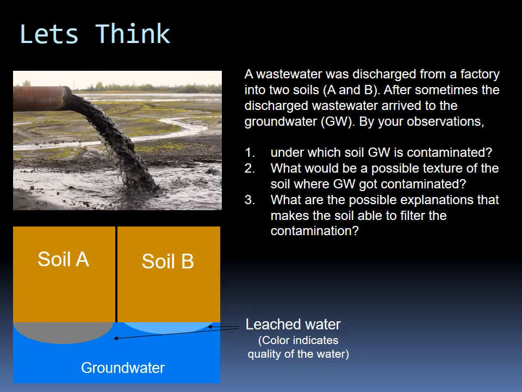Now to answer the third question, what are the possible explanations that make, for example, soil B able to filter the water? Let's think again. The same concepts that we used to analyze the second question can be used to analyze the third question. If you have a fine soil with a larger surface area, with some charges, with smaller pore sizes, that can all affect the movement of wastewater, making it slow a little bit, retain the chemicals on the soil, and therefore filter the contaminant.